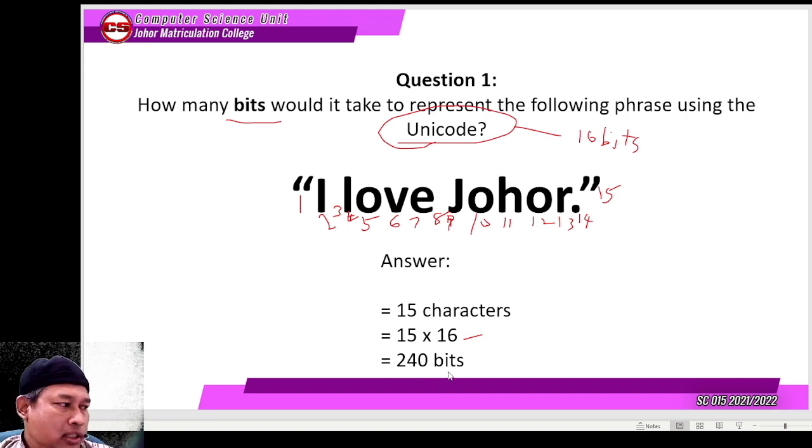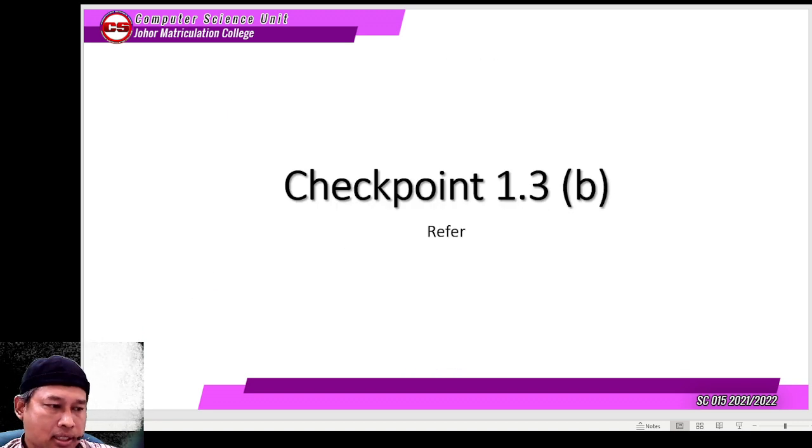You must show the word bit, not only the numbers. You must answer 240 bits. The word bit must follow the number in your answer. If you do not use the word bit, the answer is wrong, because it is not a mathematical answer, it is only using characters. Okay, next.